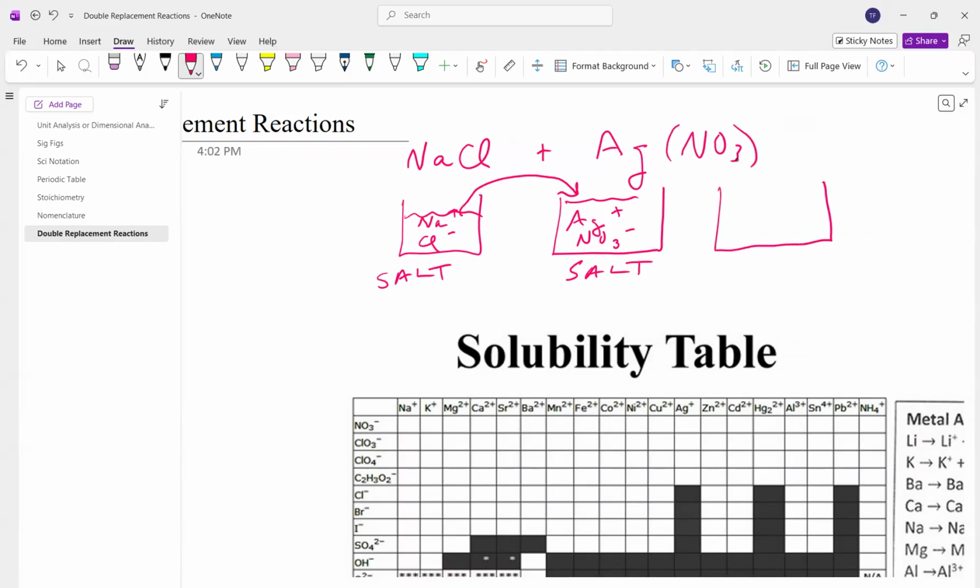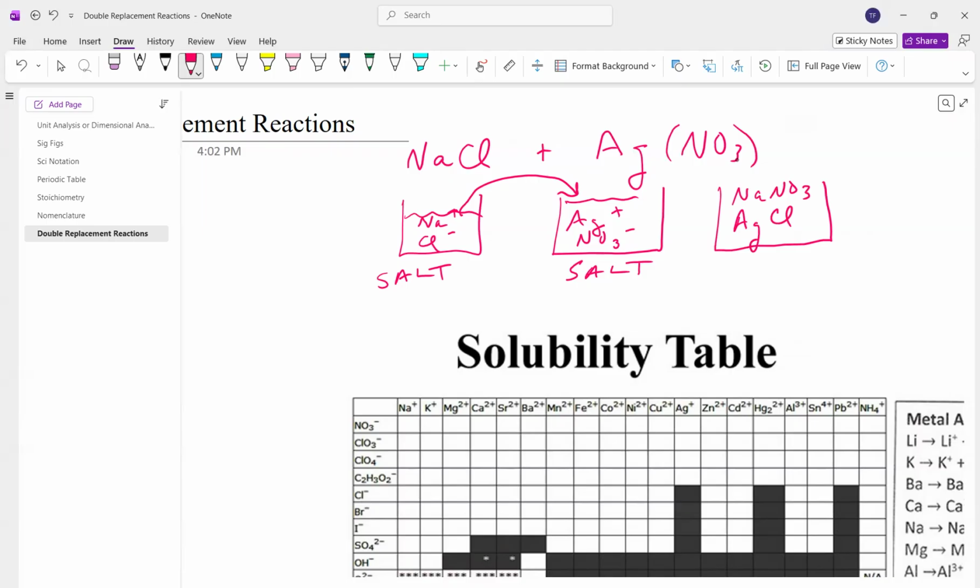we've got a new combination available. That combination is the sodium and the nitrate can kind of be a salt, and the silver and the chloride could be a salt.